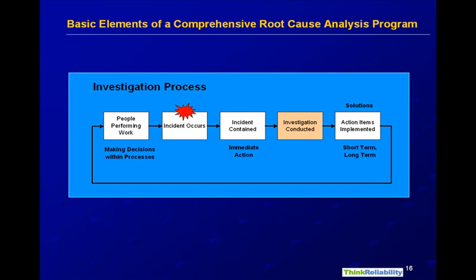This process may start off at a very high level by saying, well, there are people that are performing work. When an incident does occur, it must be contained. Then the investigation can be conducted, and then action items can be developed, and those action items actually tie back into our work process to ensure that that doesn't happen again. It's a very high-level view.